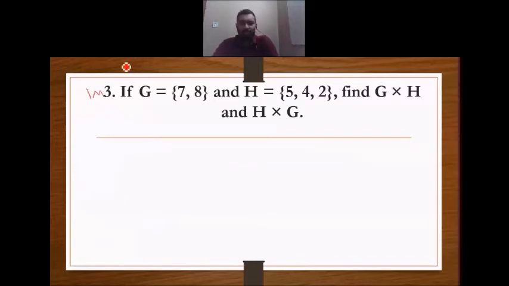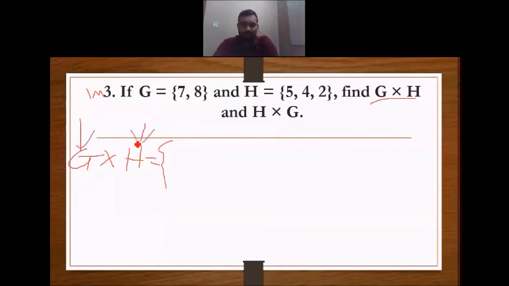If capital G equals {7, 8} and capital H equals {5, 4, 2}, find G cross H. Now here they have asked G cross H and H cross G. So what is G cross H? G cross H is nothing but the set of all ordered pairs where the first element comes from the first set and the second element comes from the second set.